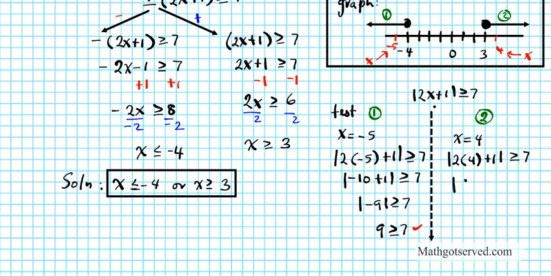So 2 times 4 is 8. Is 8 plus 1, if I take the absolute value of that, greater than or equal to 7? 8 plus 1 is 9. Is the absolute value of 9 greater than or equal to 7? The absolute value of 9 is how far 9 is from 0 on the number line, which is 9 units. Is 9 greater than or equal to 7? Absolutely, we already established that. So that checks out. Since my two intervals are good, that means that my original answer is correct.